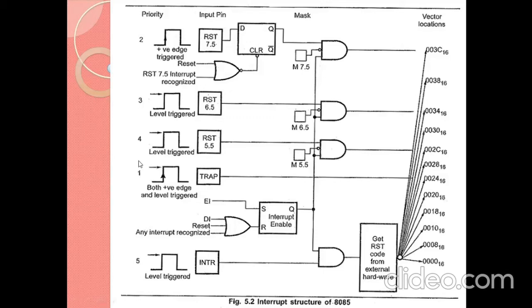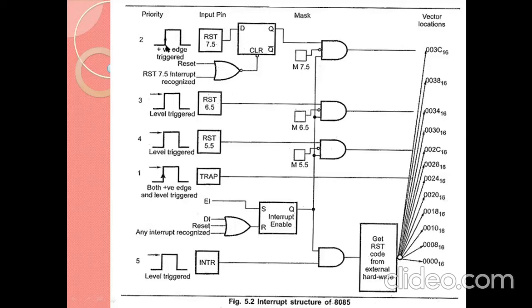Next, there is triggering. What is meant by triggering? Here this is called a clock signal. First, RST 7.5 is positive edge triggering. 6.5 level, 5.5 level. Trap is both positive edge and level. INTR is level. When the signal is low, the next goes to high. From the high, after 1 second it will be low. When it reaches the high level, at that time only the interrupt will pass to the microprocessor. That is called level triggering.